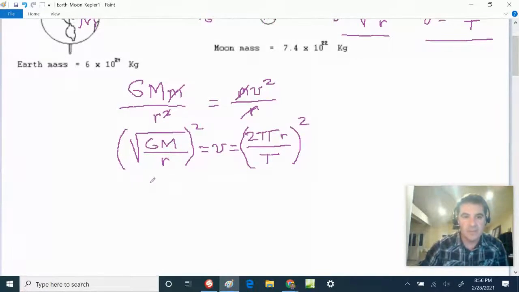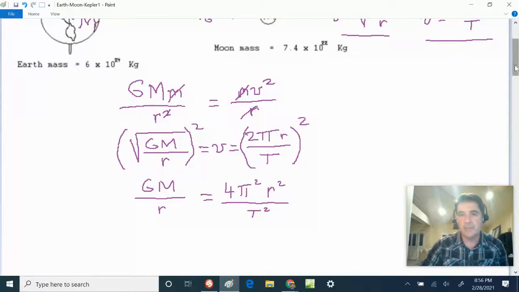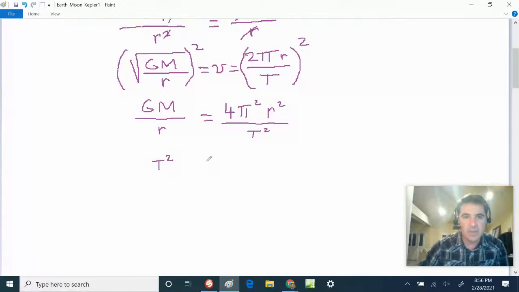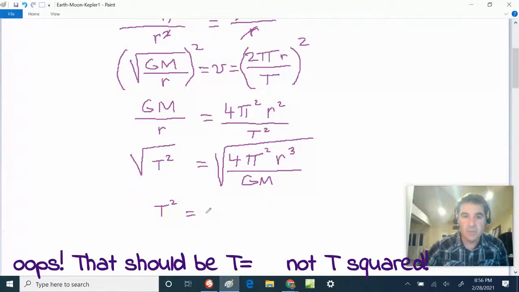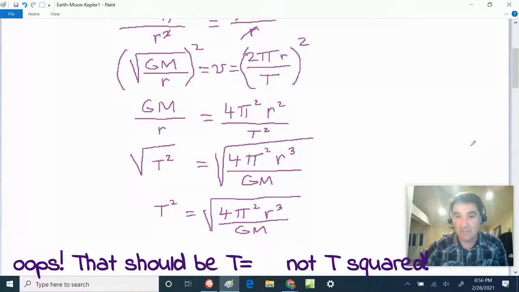When I do that, that gets rid of this. I get G times M over r on that side. I just got rid of the square root. On this side, I get 4 pi squared r squared over T squared. Now I'm going to solve for T. So when I solve for T, I get T squared equals 4 pi squared r cubed divided by G times M. And then I'm going to square root both sides in order to get rid of the square of the T. And so I get T is equal to the square root of 4 pi squared r cubed over GM. And now I have the actual equation for period.